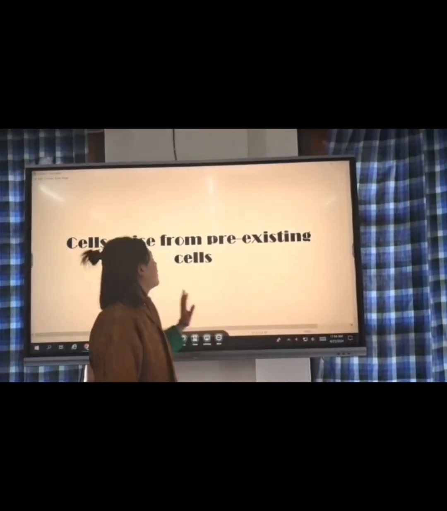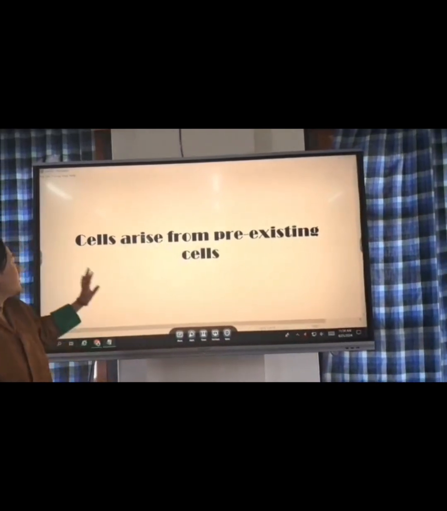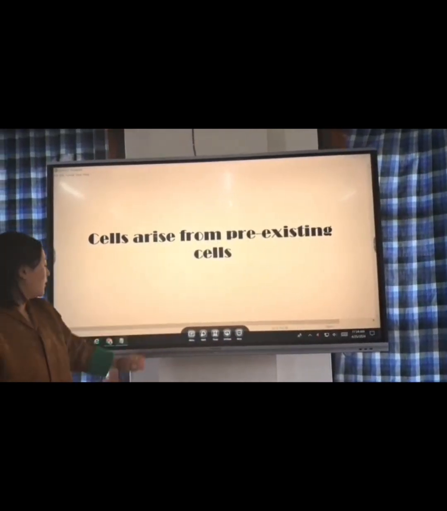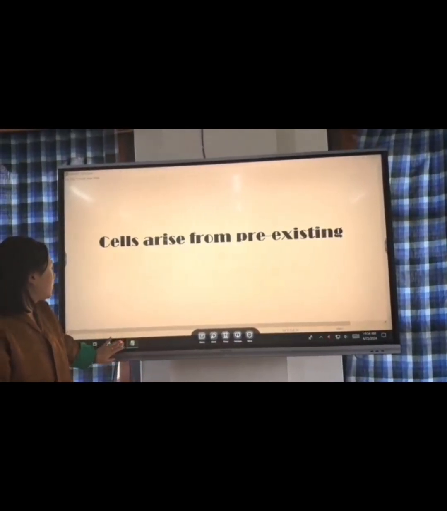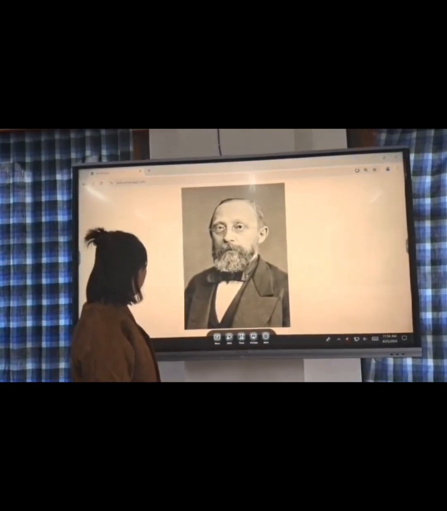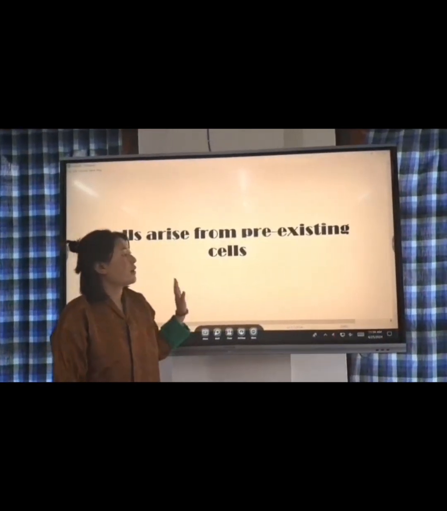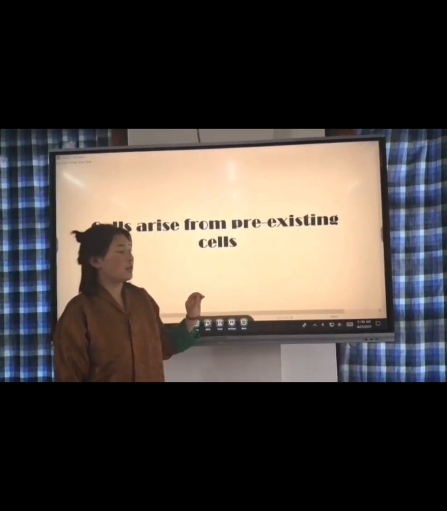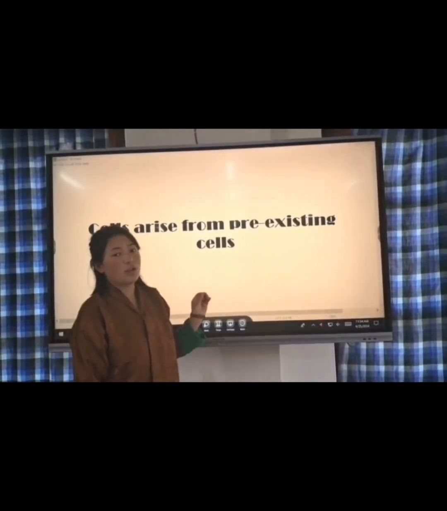I will explain the third principle of cell theory, that is, cells arise from pre-existing cells. This principle was proposed by Rudolf Virchow in 1855, and it states that all cells arise only from pre-existing cells through cell division, such as mitosis and meiosis.